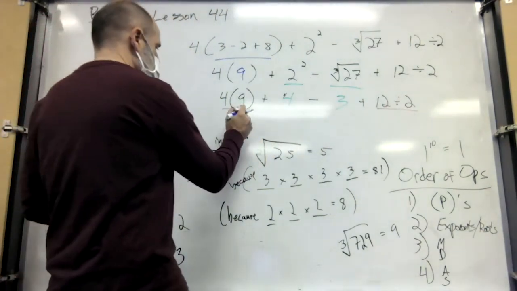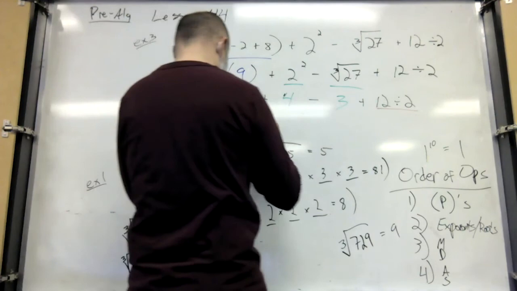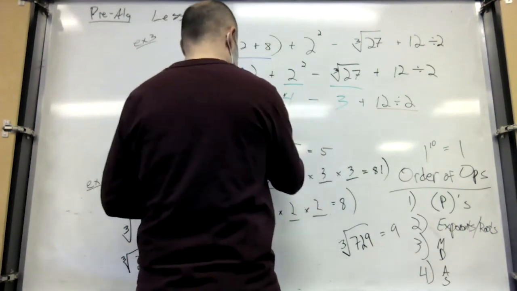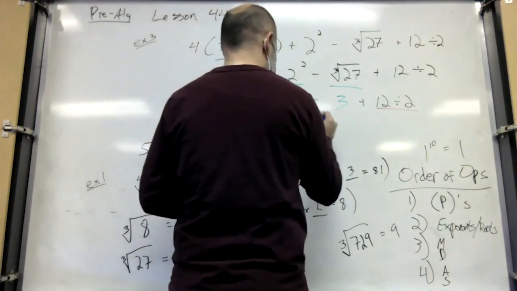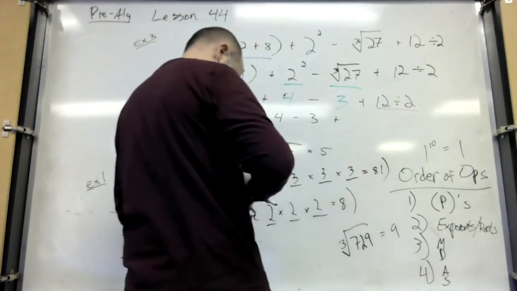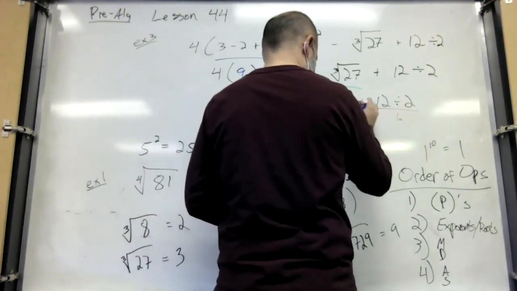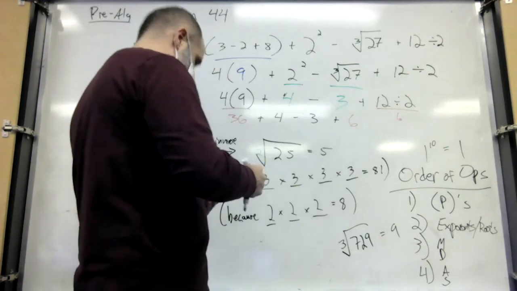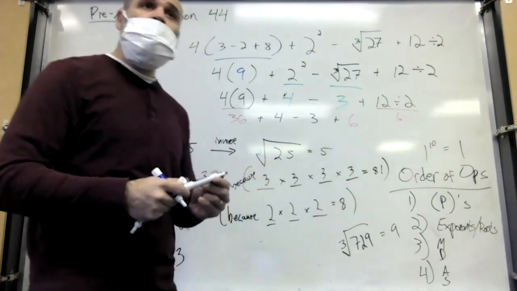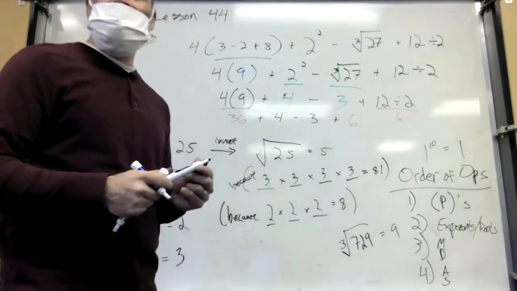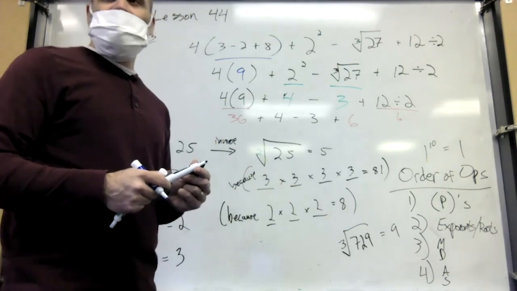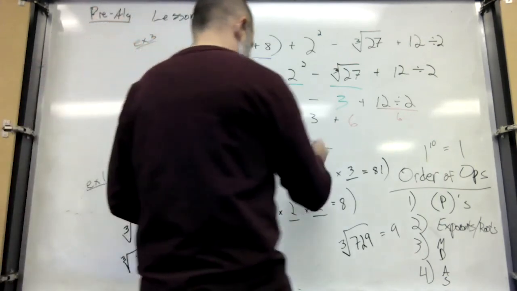What's 4 times 9? 36. So everything else is the same, right? Plus 4 minus 3 plus what's 12 divided by 2? 6. So then what is 36 plus 4? 40 minus 3? 37 plus 6? 43.